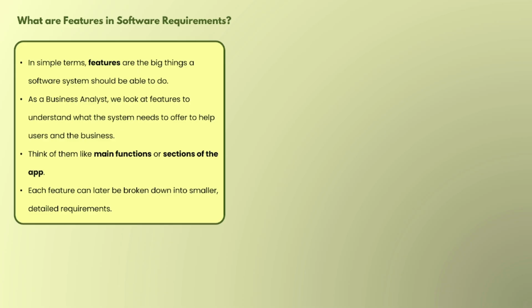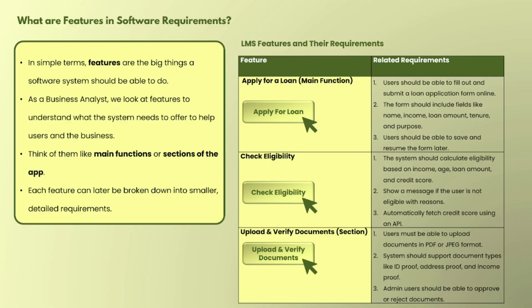Let us collate this particular feature to the loan management system. It's quite easy. We have just seen apply for loan. This is the main function. Let us assume that there is a button called apply for loan. Once we apply for loan, inside that apply for loan there are other sub features. Those features can perform different operations.